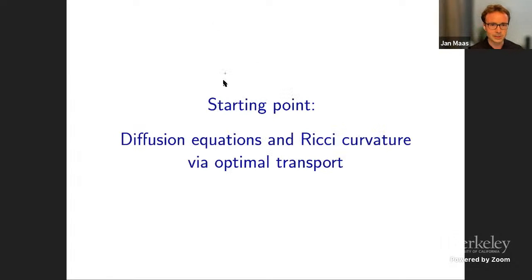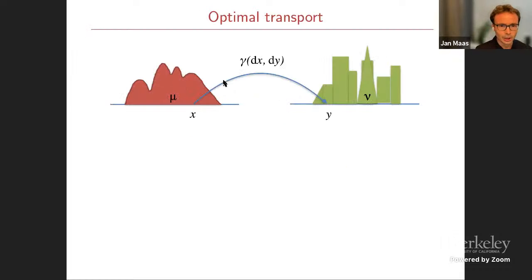Okay, but the starting point of my story will overlap a bit with what we've seen before. This is the circle of ideas about connecting optimal transport to, on the one hand, PDEs, in particular diffusion equations, and in another direction also to geometry, and in particular to Ricci curvature. And I think that's something that we didn't see so much yet during this workshop, so that's also something I would like to talk about.